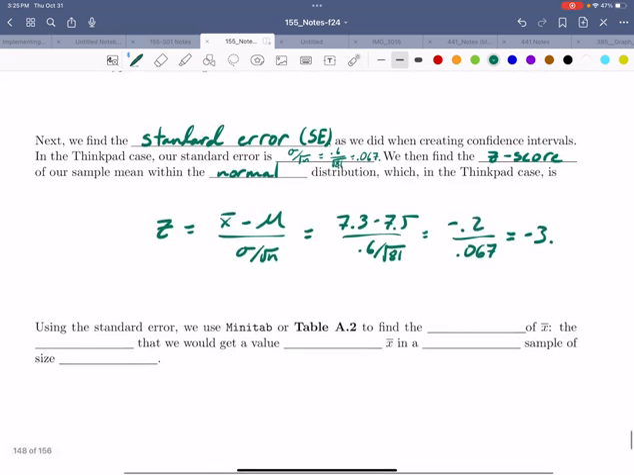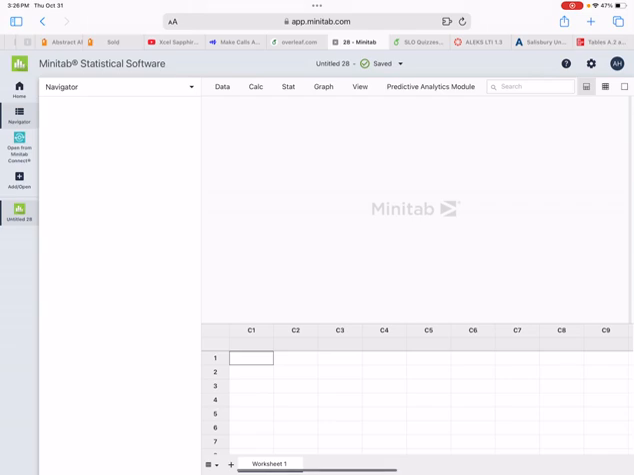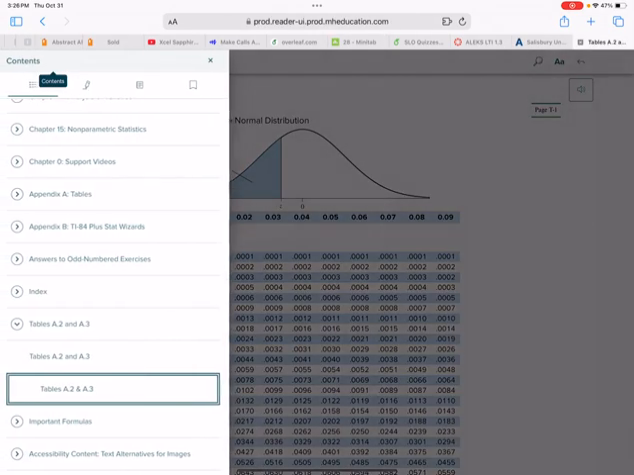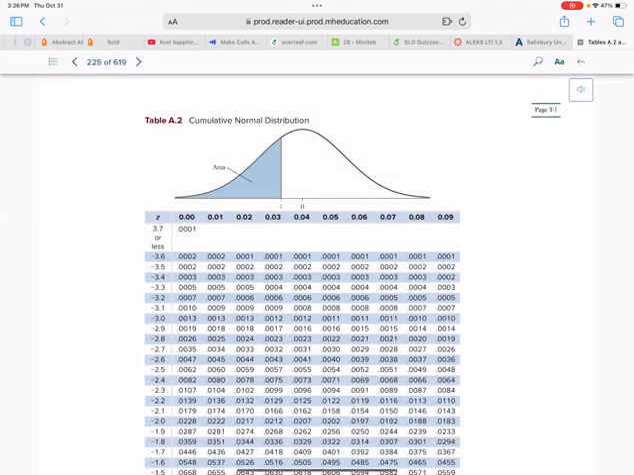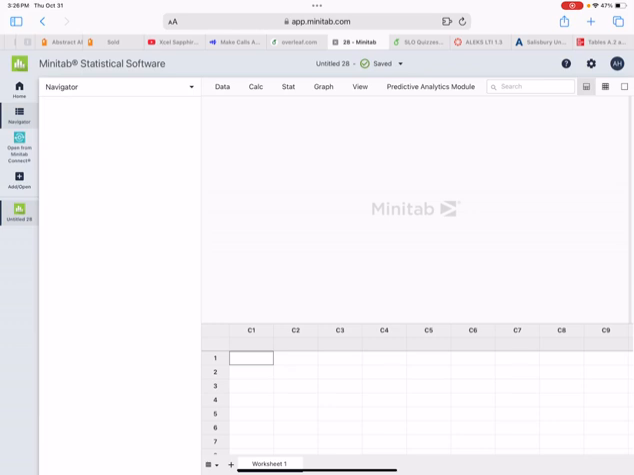Now if you wanted to use the tables as provided in the book, that's no problem. You go to the book, to tables A2 and A3, it's table A2. You find the z-score, negative 3.0, and you line it up, and you say, oh, that's 0.0013. And you just write that number down. That's called your p-value. Or you could use Minitab.